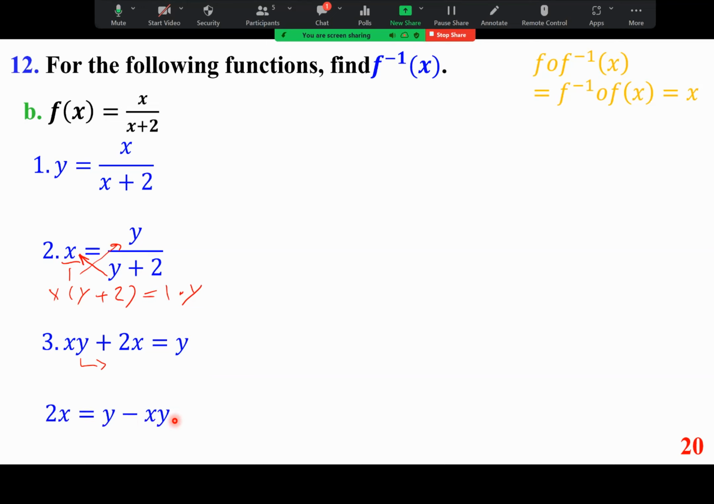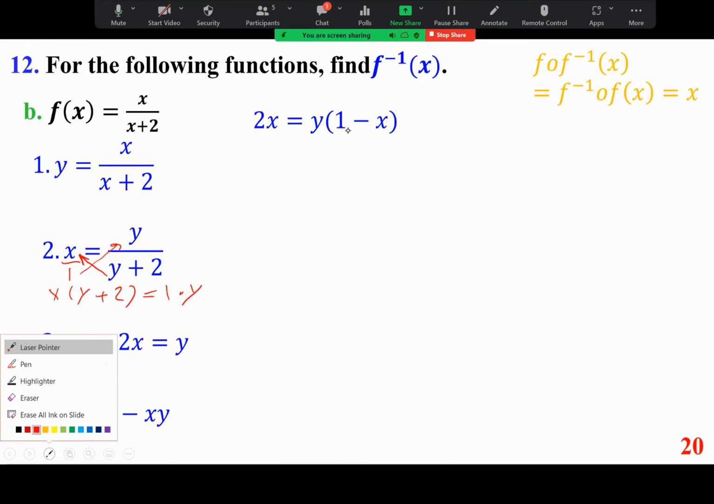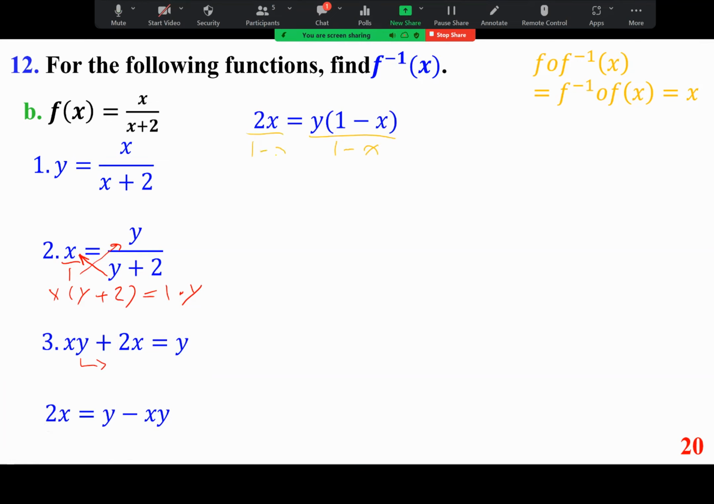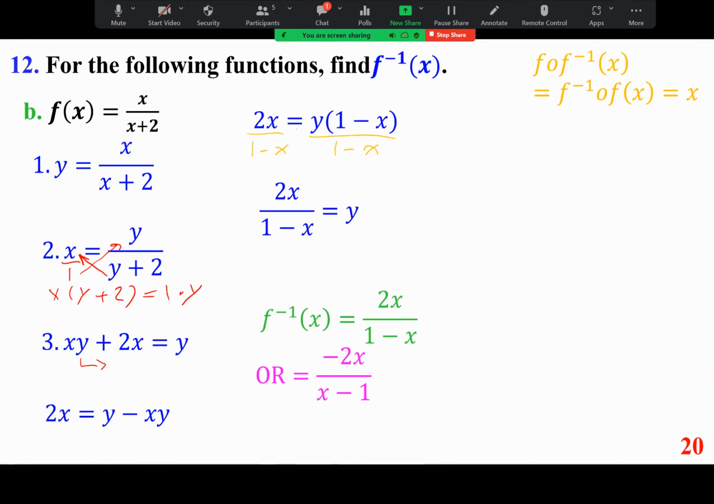On the right side, I can factor the y out. And if I divide both sides by 1 minus x, I get the answer, and I'm going to change the y to f inverse, and this is the answer.